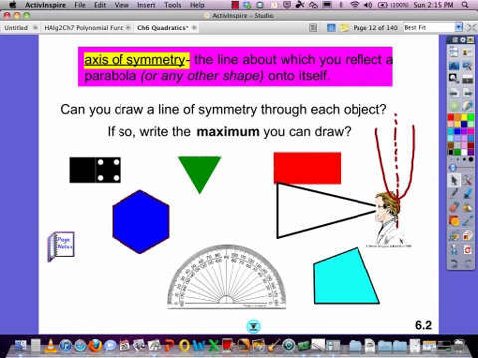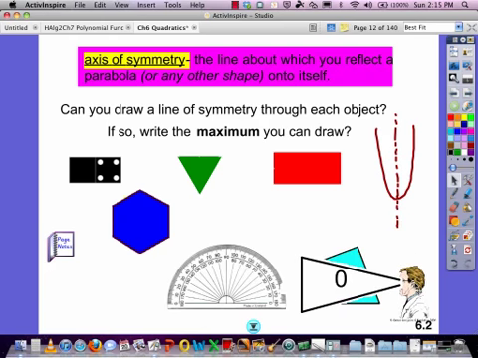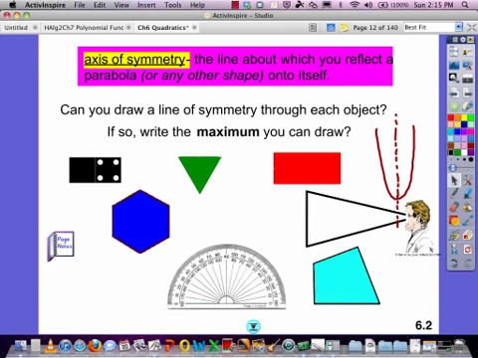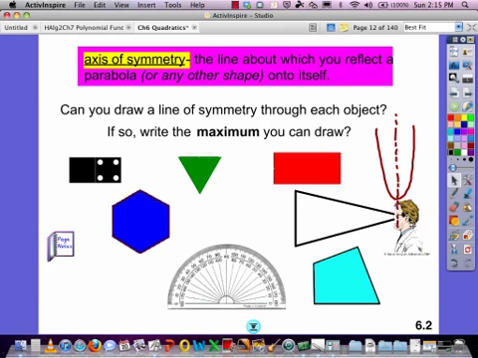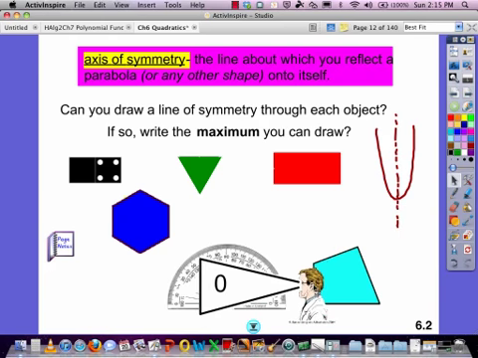All right, down here on our irregular shaped trapezoid, none. Look at that shape again. You cannot fold over and get matched exactly. What about the protractor? 0 also, and the reason for 0 is because there's numbers on it, just like the dots on the domino. You cannot get them to match up.